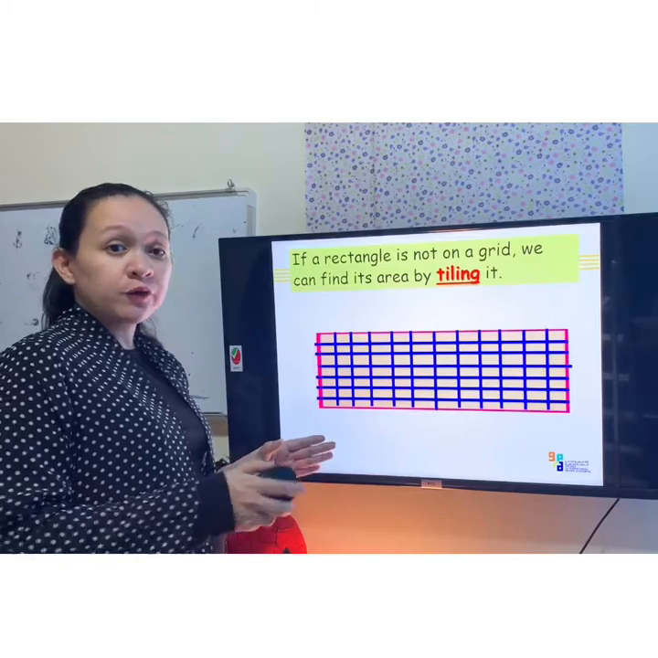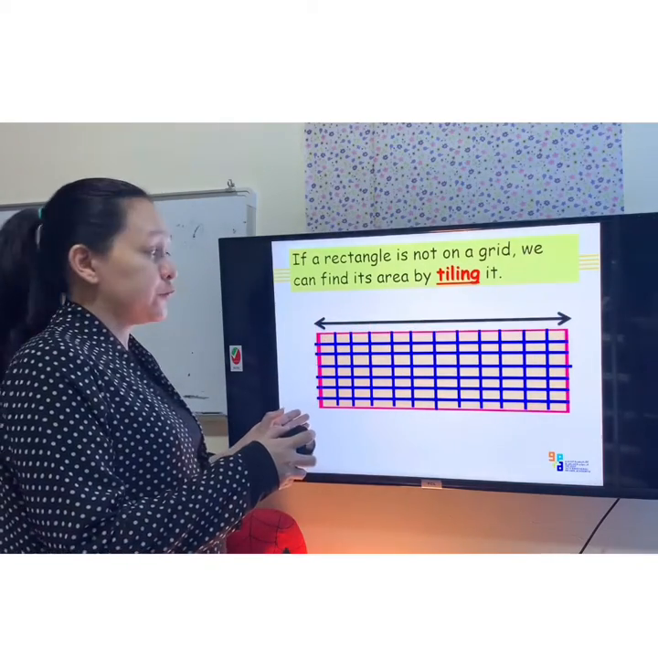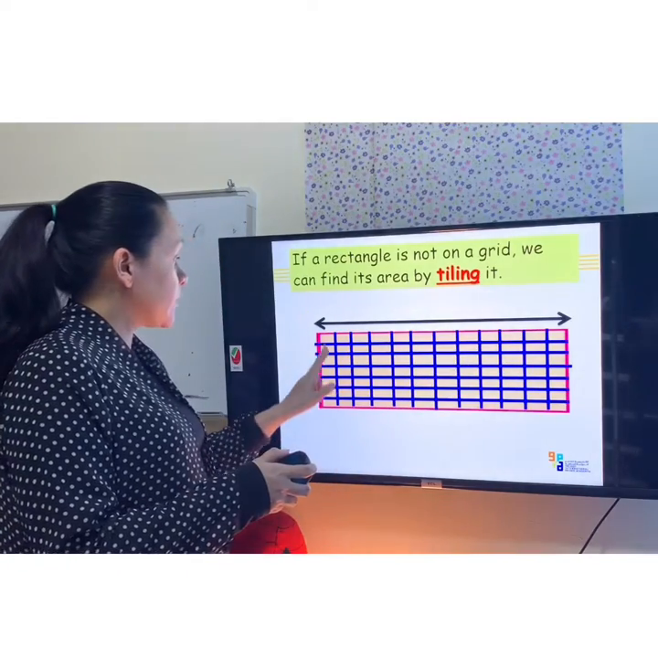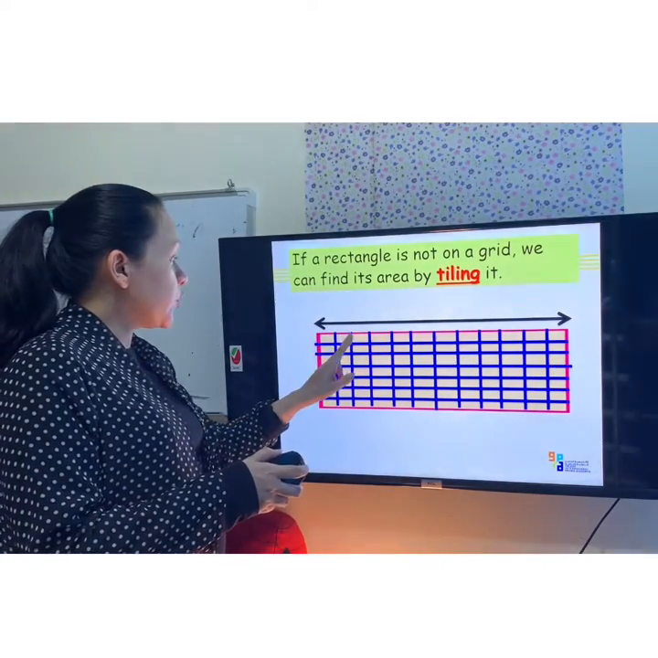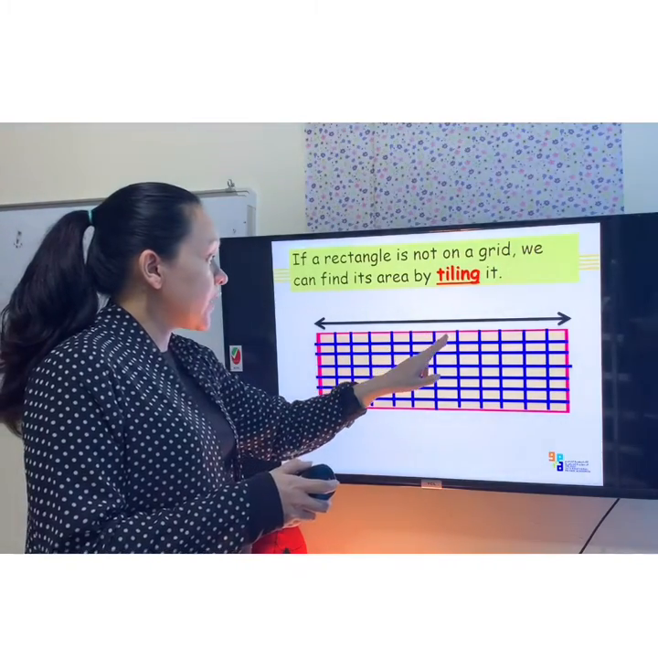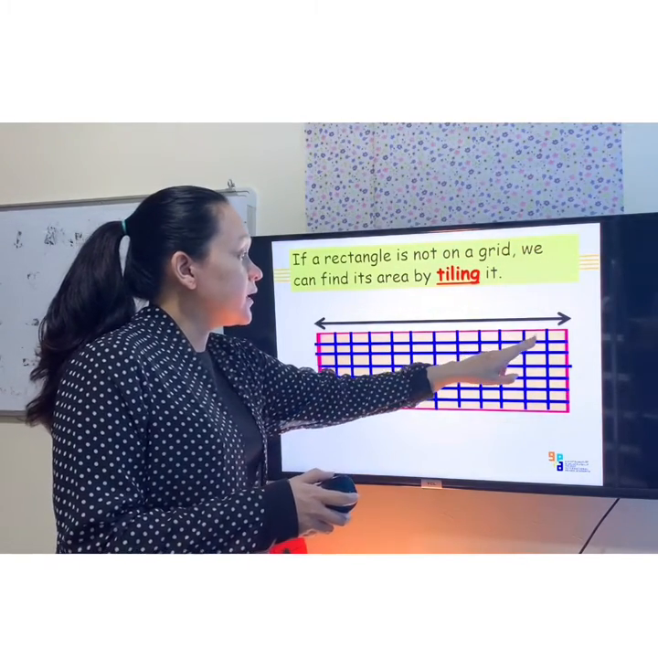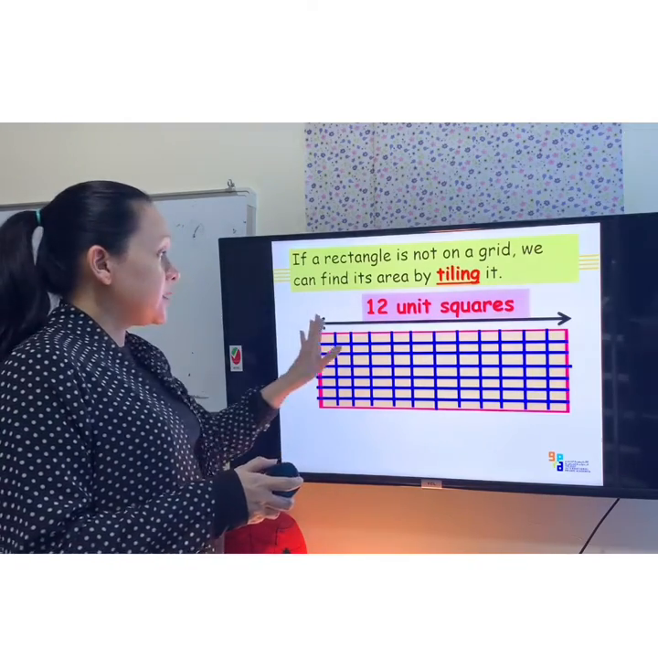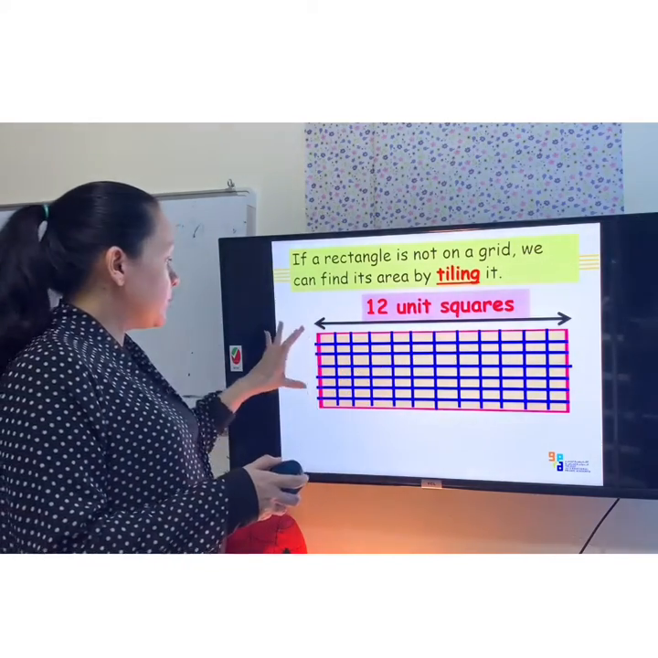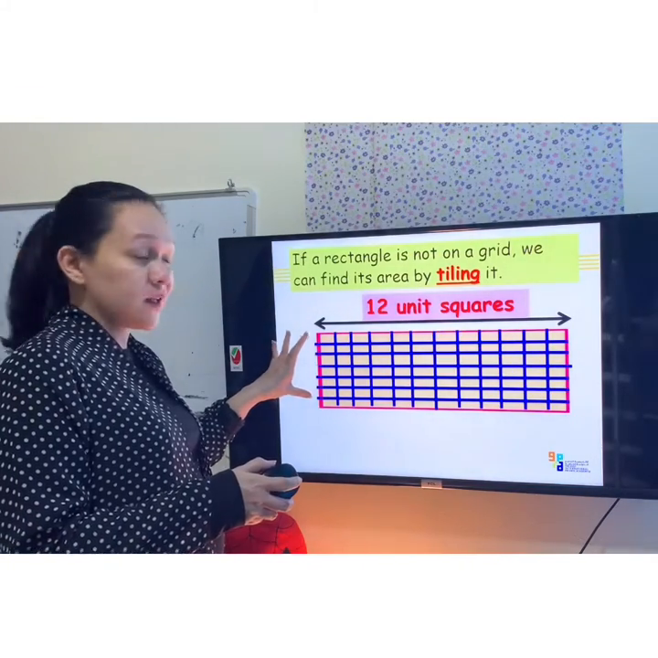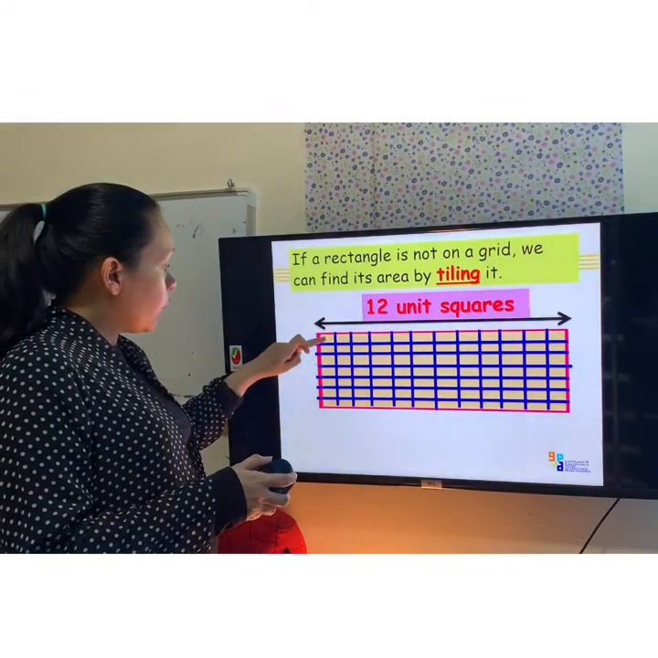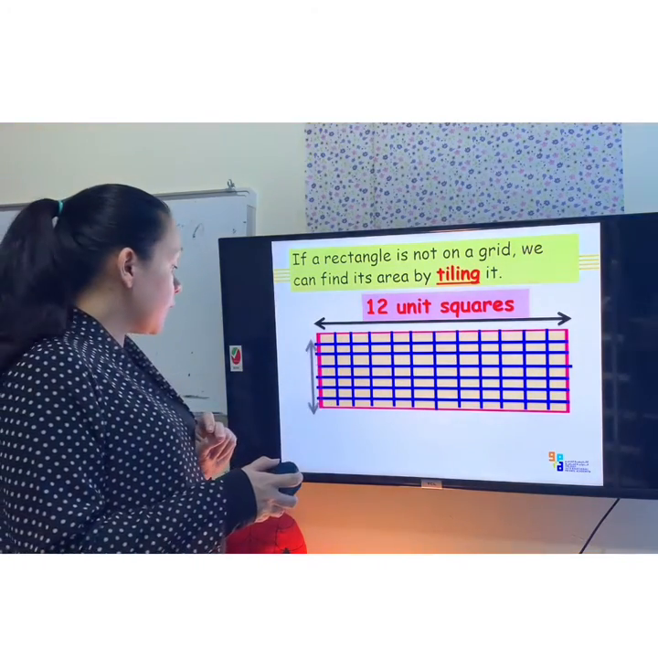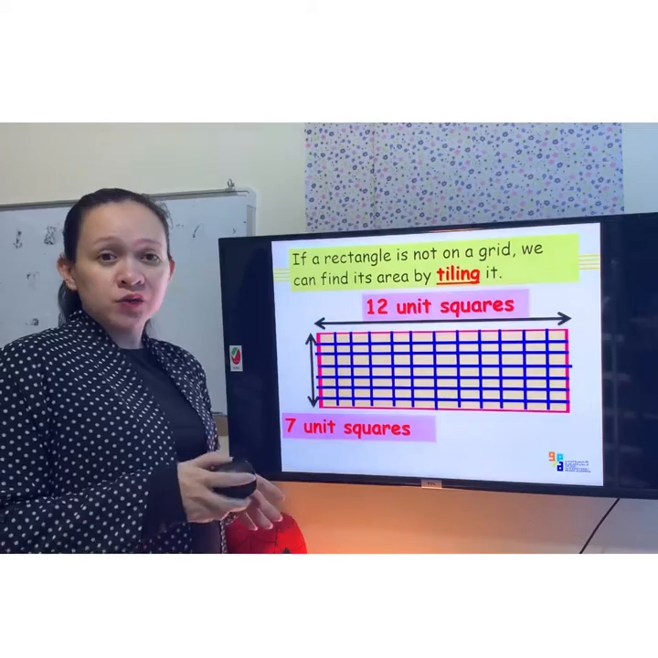So we are going to count first the longest side or the length. So this is our length because this is the longest side. So we are going to count 1, 2, 3, 4, 5, 6, 7, 8, 9, 10, 11, 12. So we have 12 unit squares. We are done here with the longest side. We will move here to our width, to the shortest side. So we are going to count 1, 2, 3, 4, 5, 6, 7. So we have now 7 unit squares.